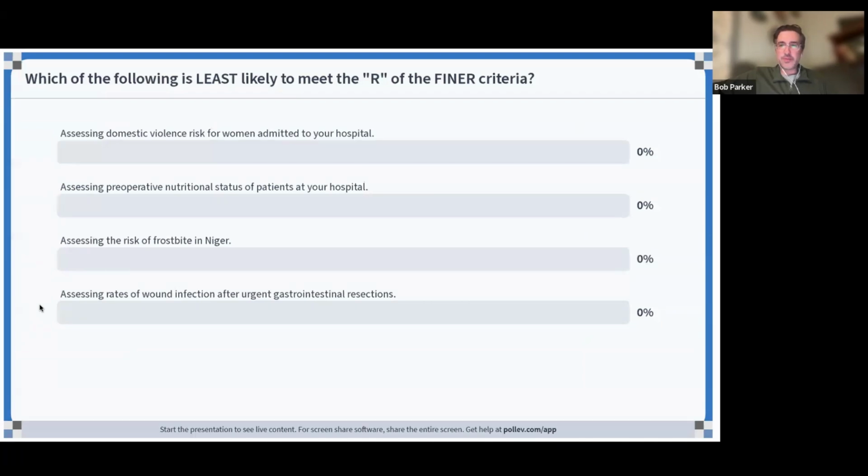Okay, yeah, most people agree with me. So the R is relevant. Each of these is fairly relevant to know whether or not there's domestic violence risk admitted to your hospital. It's relevant to know your patient's nutritional status. It's relevant to know the rates of wound infections after doing surgery. But for my colleagues in Niger who never see frostbite, it's not very relevant to assess the risk of frostbite when they never see it.